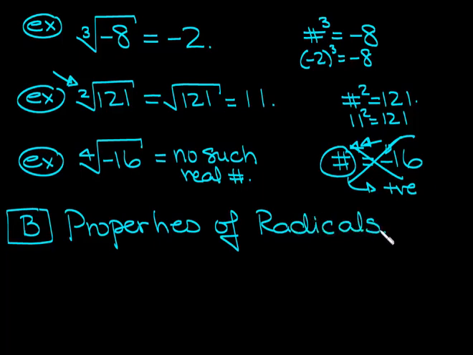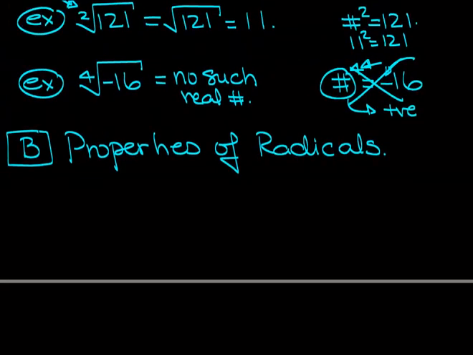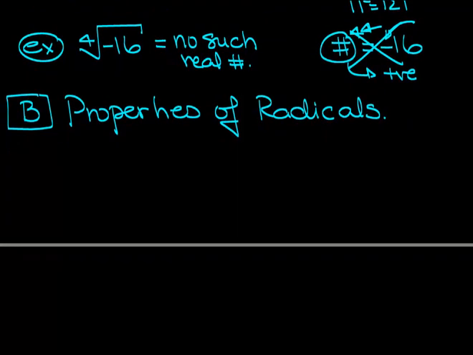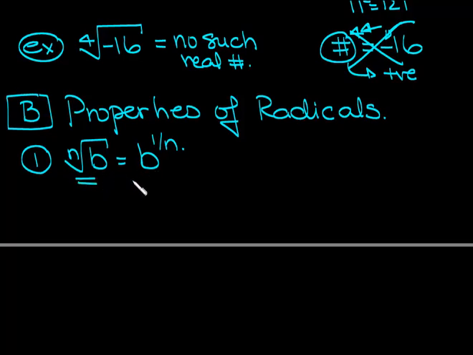Just like we had properties of exponential numbers and so on, we have some properties of radicals we need to deal with. So the first thing is, I'm just going to give you that definition again. The nth root of b is the same thing as b raised to 1 over n. We need to understand that we can switch between a radical and an exponent. So that's an important thing.